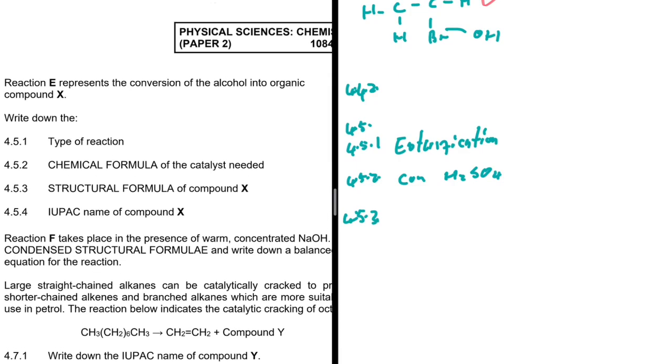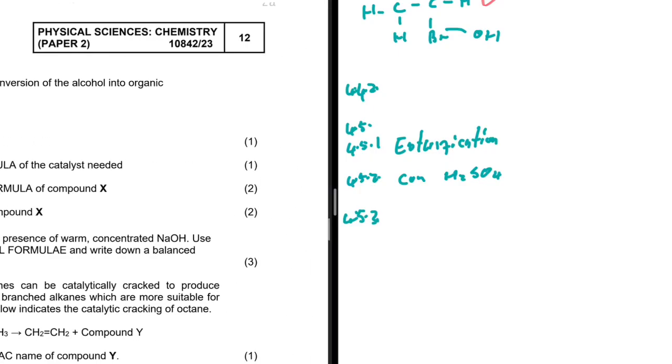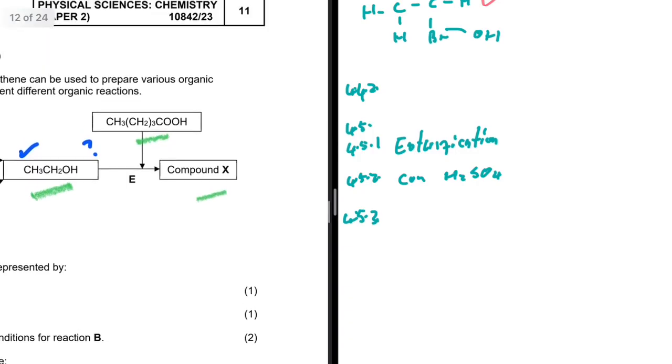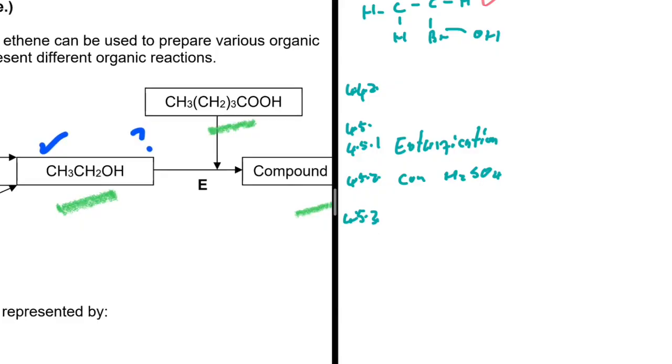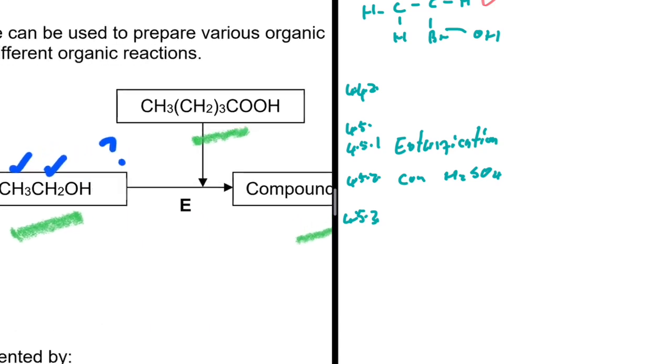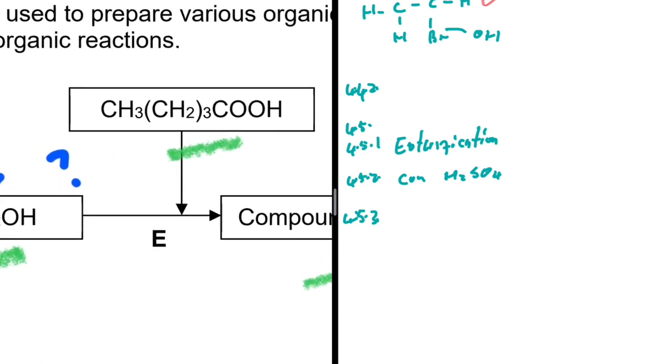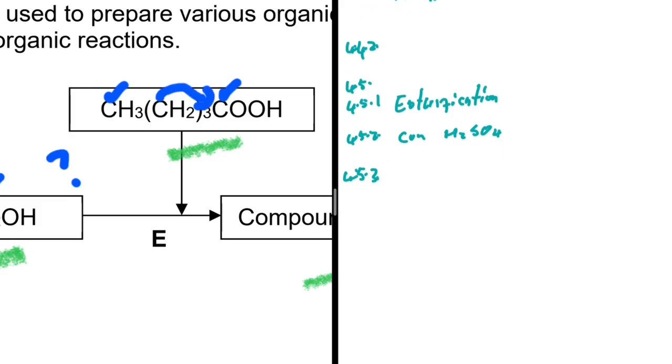4.5.3, structural formula of compound X. Compound X, I would assume, is the product formed. Let's go ahead and take a look. Okay, there we go. So our alcohol has 2 carbons, 1, 2. That's easy to see. And then our acid, let's go ahead and find out. We have 1, 2, 5, right? That's C multiplied by 3 there.